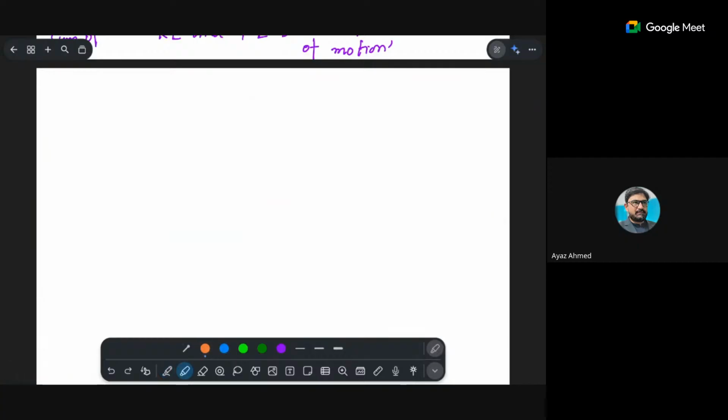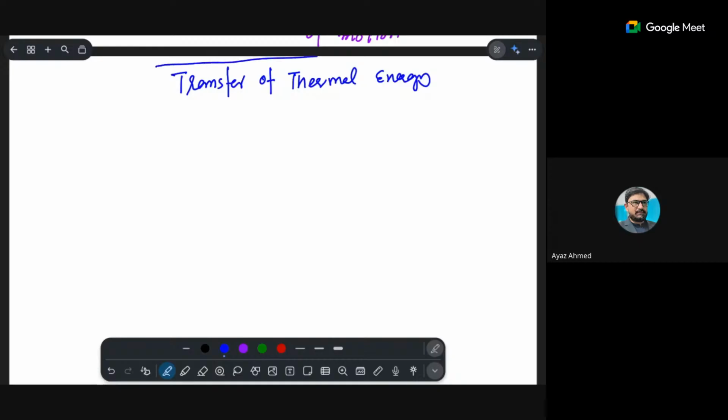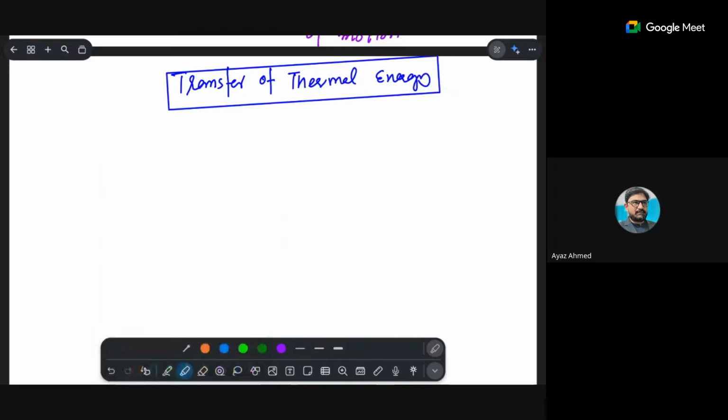Now, my next brainstorming with you is, if you are going to transfer the heat to a body, transfer of thermal energy or heat, you can say, right? Thermal energy, that becomes the internal energy of the system. When you transfer the thermal energy to a system, that becomes internal energy. So here I must discuss with you, what is the system? Who will tell me about a system?